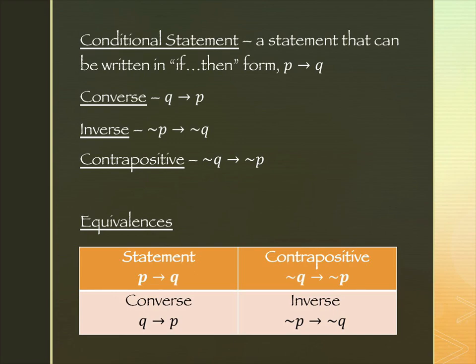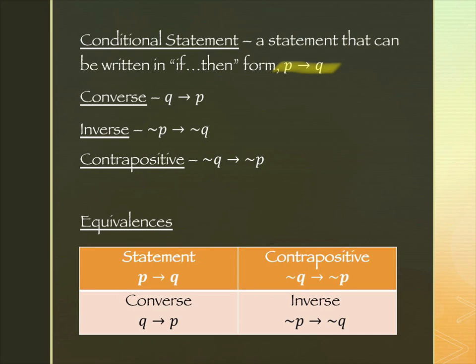So if P implies Q is our original statement, what the converse does is it flips the order around. So instead of saying if P then Q, it says if Q then P. This is not the same statement we started with. You flip it around and it is something different.